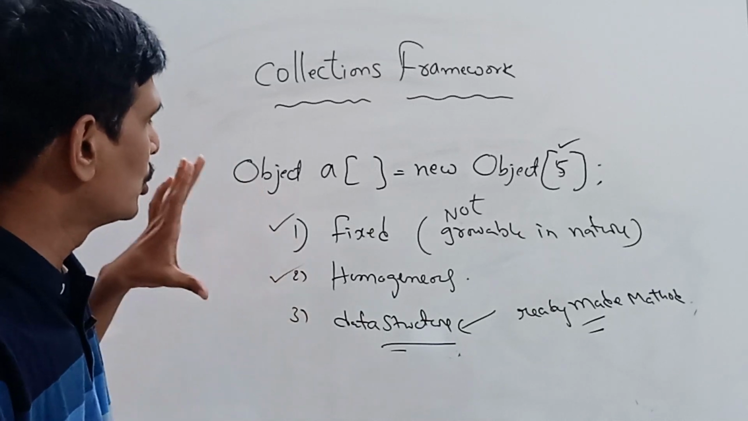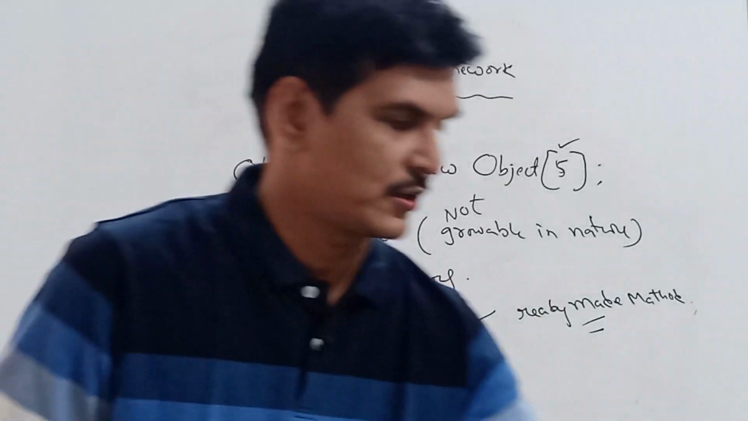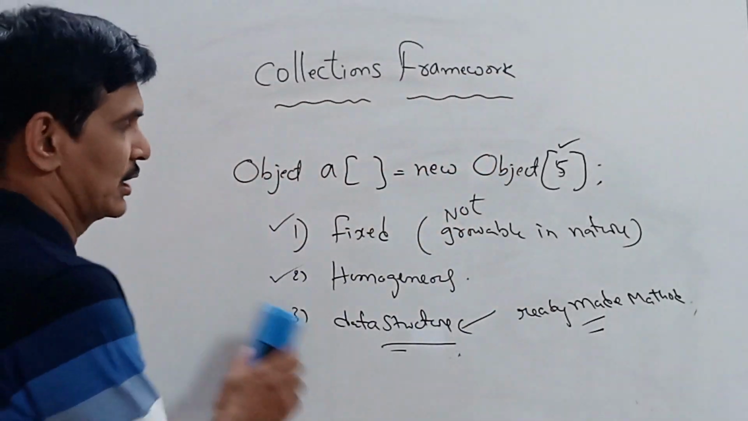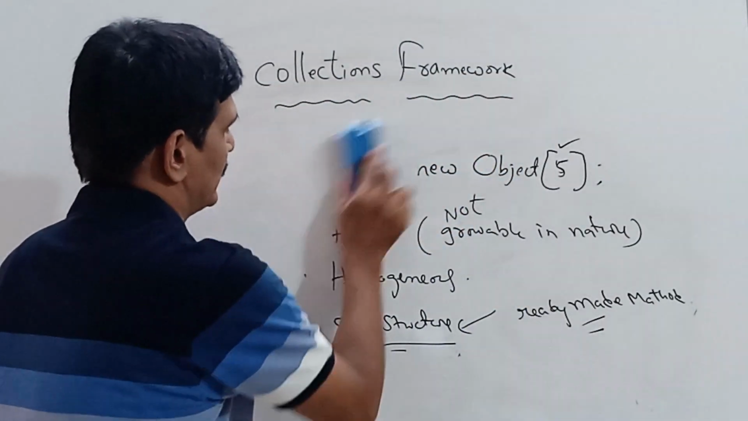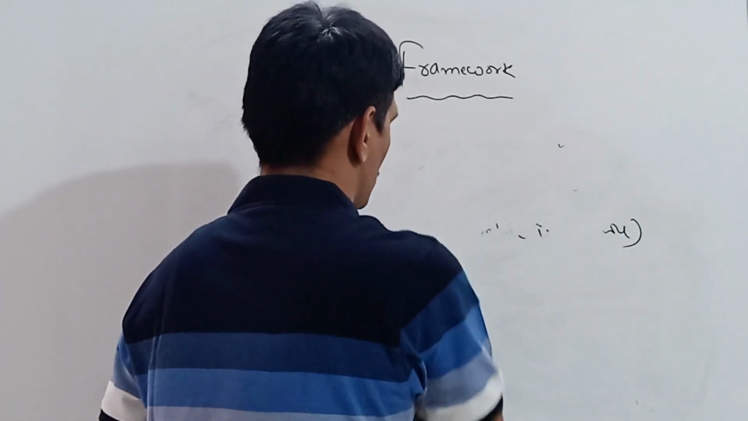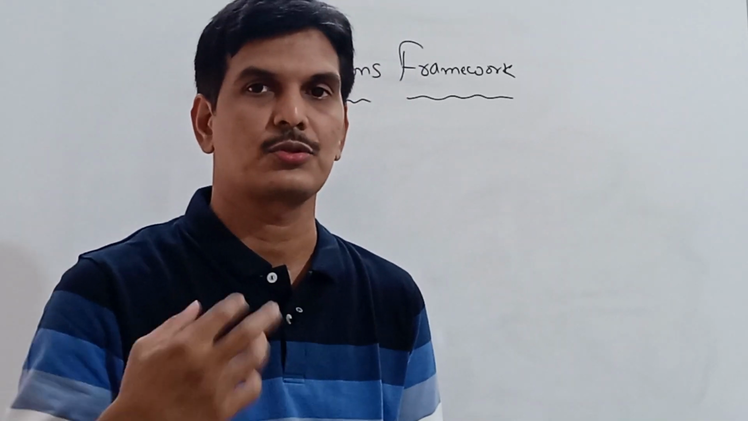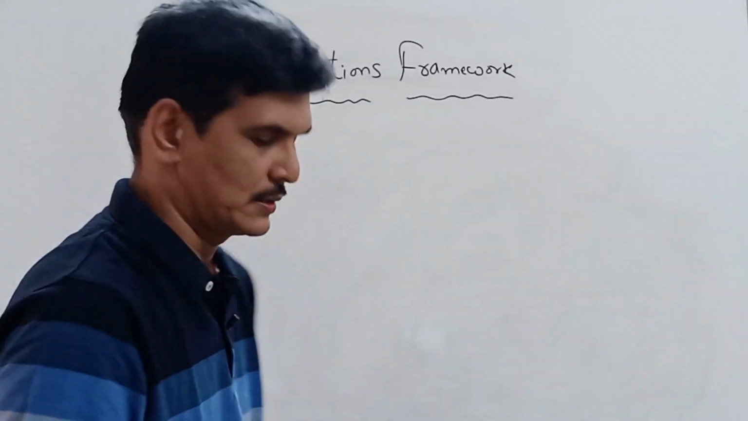To overcome these problems, we have collections available in Java. So the collections framework. Now we will discuss why we need collections. In the normal arrays concept, we have these problems: fixed size, only homogeneous data, and no underlying data structure, so we cannot use any ready-made methods.